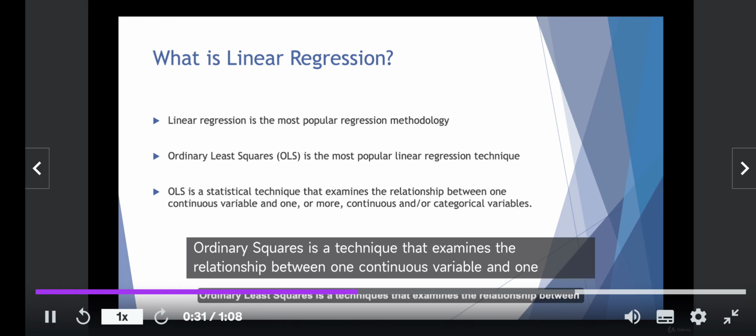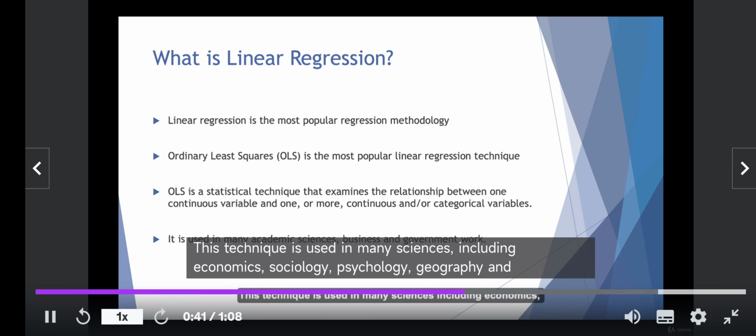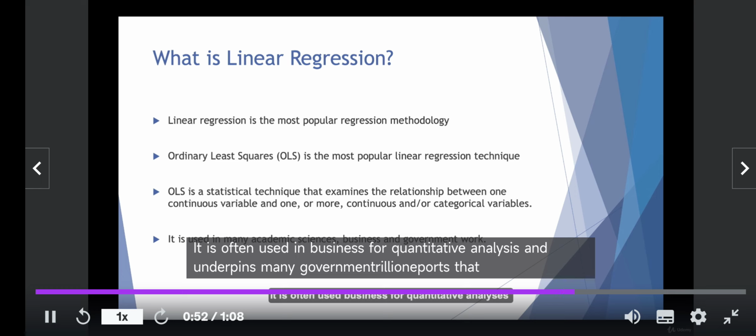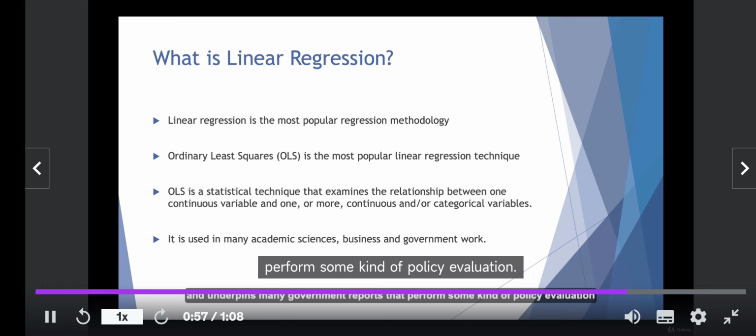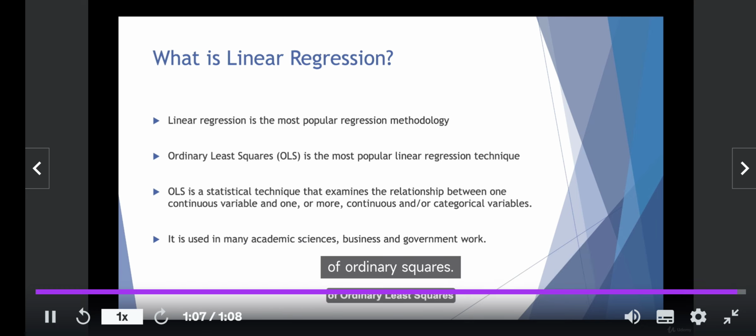Ordinary least squares is a technique that examines the relationship between one continuous variable and one or more continuous and/or categorical variables. This technique is used in many sciences, including economics, sociology, psychology, geography, and even history. It is often used in business for quantitative analysis and underpins many government reports that perform some kind of policy evaluation. Anyone wishing to delve deeper into regression statistics must have a good foundation understanding of ordinary least squares.